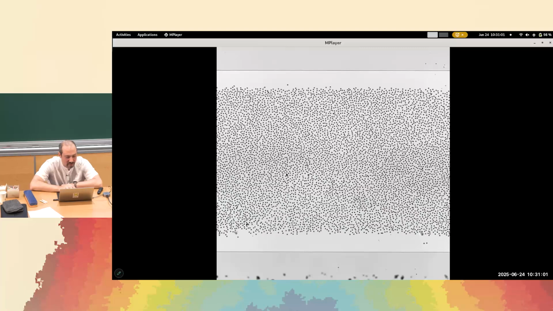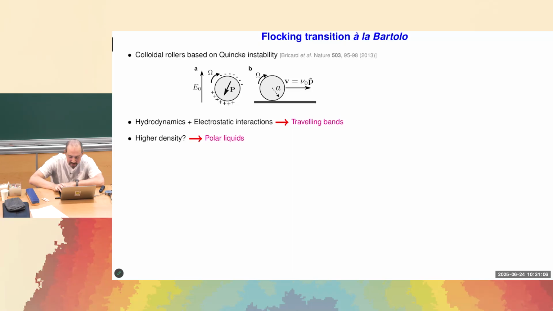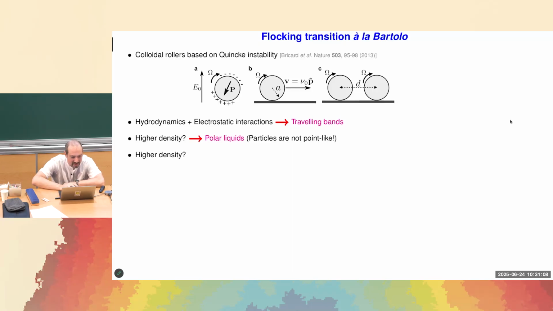OK, so at higher density, you get a polar liquid. You see that everybody is uniformly aligned and going together. That's my fluctuating flocking state. You can measure it, and it has the same properties as the one we discussed.